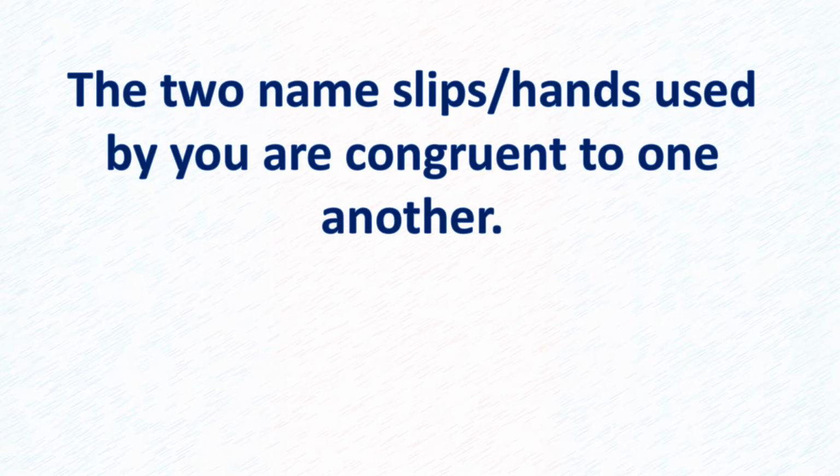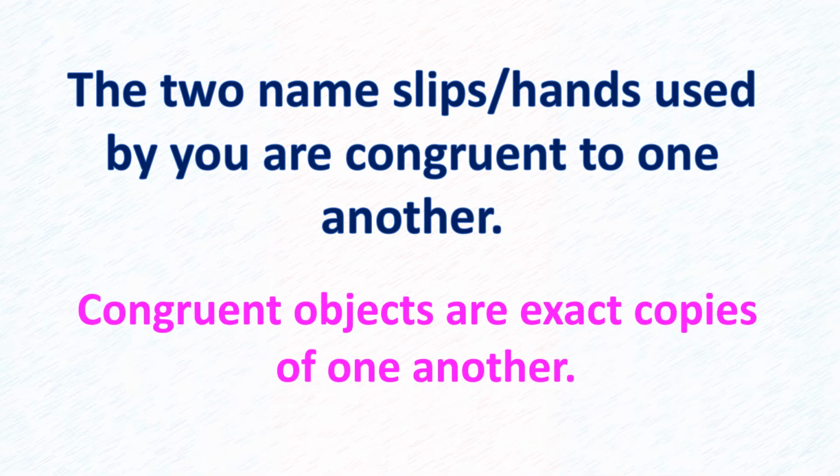So now the two name slips or the hands which you have used, they are congruent to one another. एक दूसरे के congruent है. ऐसा थोड़ी होता है हमारा एक हाथ छोटा और एक हाथ बड़ा हो, right? They are congruent to one another, means they are same in shape and same in size. Okay, so congruent objects, they are exact copies of one another.